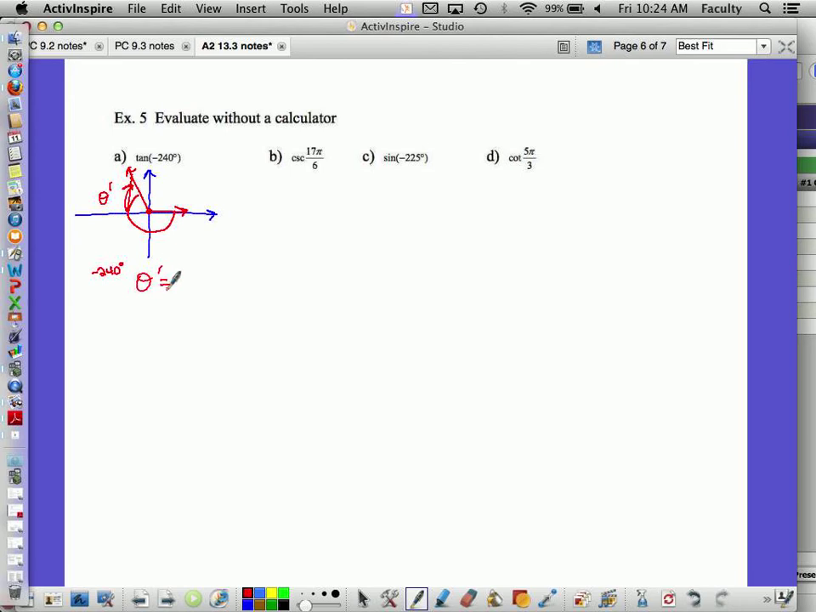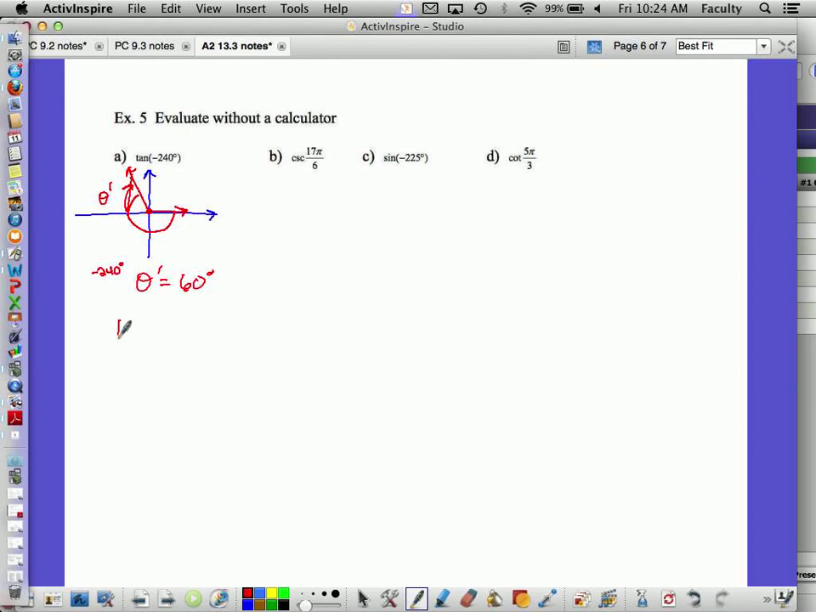So what is theta prime here? How far away is that terminal side to the x-axis? 60 degrees. Because when we passed 180, we needed to go to 240. That's 60 more degrees. Now, reference angles are always positive, okay, because it's a distance. How far away from the x-axis am I? All right, so step 1, you sketch the angle and find the reference angle.